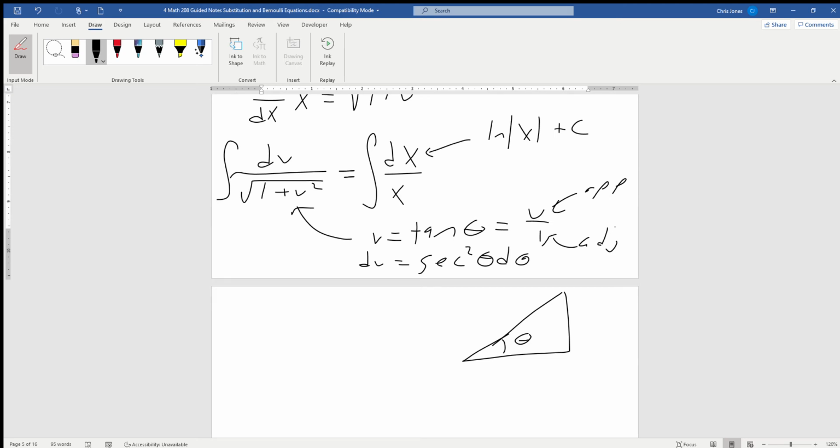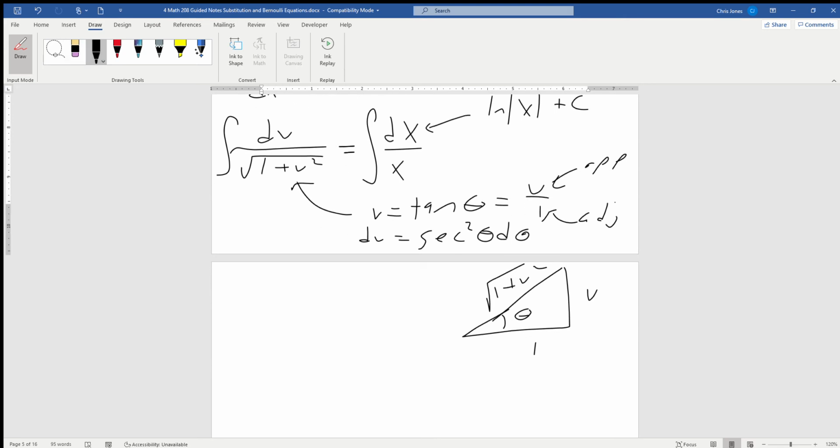And so the opposite is v, the adjacent is 1. And then by Pythagorean theorem, since a squared plus b squared is c squared, c is going to be equal to the square root of 1 plus v squared, right, in our Pythagorean identity. All right, so now we're going to substitute. So our integral now becomes, instead of dv, we have sec square theta d theta.